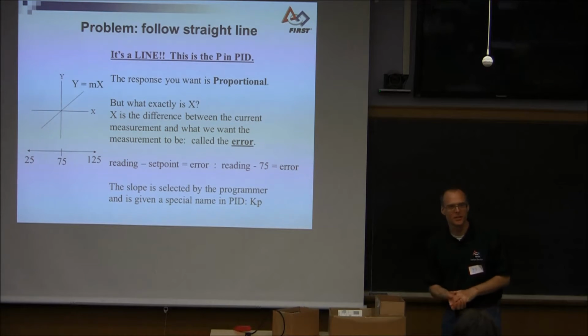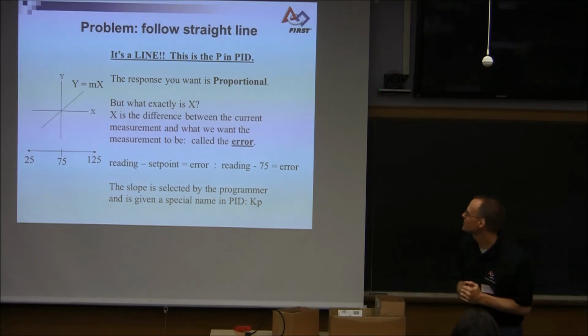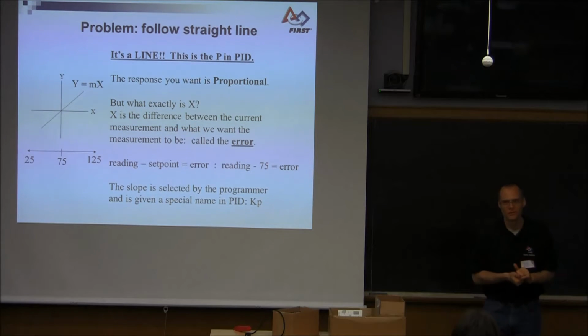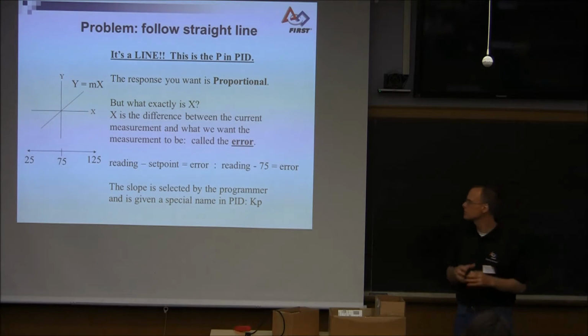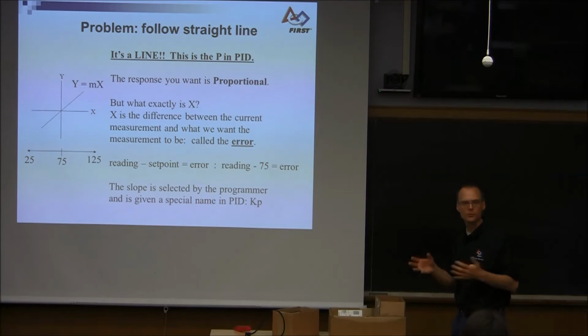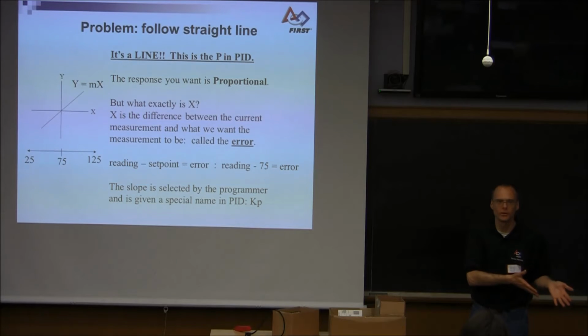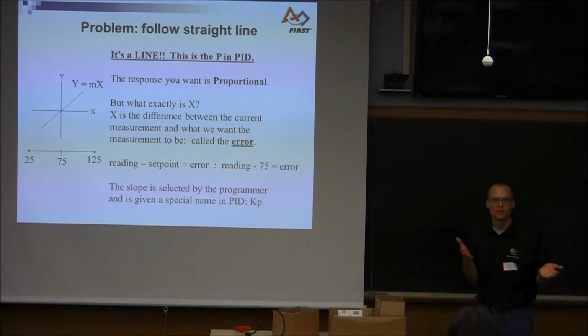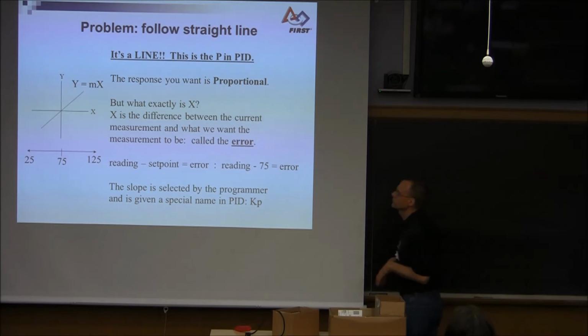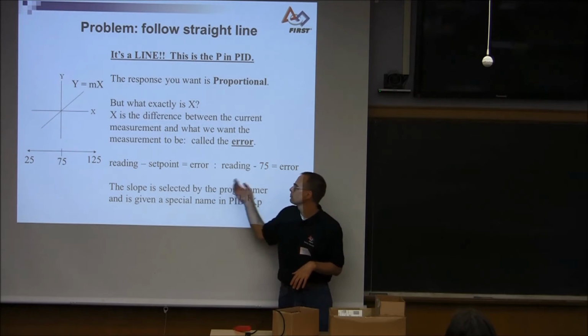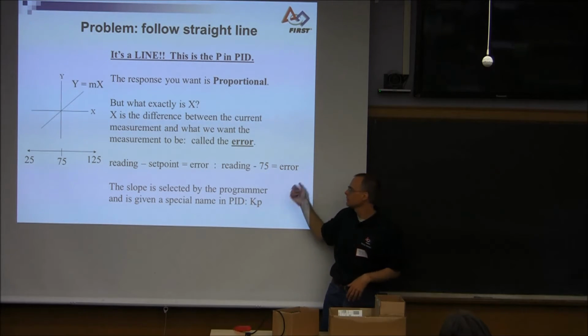So, oh, by the way, I snuck that one in on you. That's the P in PID. It's proportional. It's just strictly proportional, right? But what exactly is x? And this is the next major thing we've got to grasp. X is the difference between whatever the measurement is and what I want it to be, my set point. It's the error. It's the amount of measured error. And so I have reading minus set point, or in my case, 75 is the error.